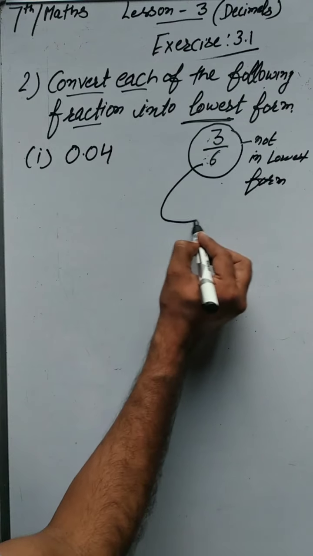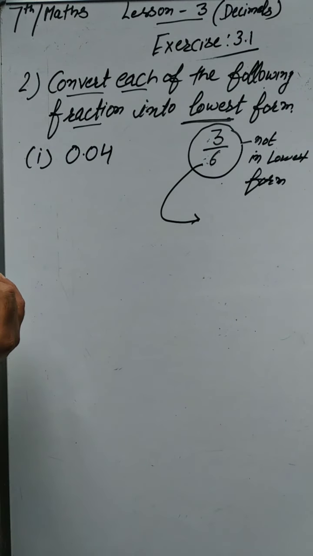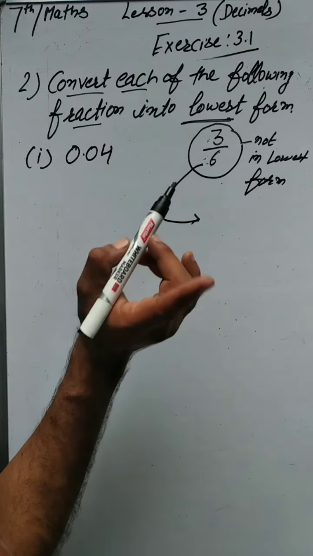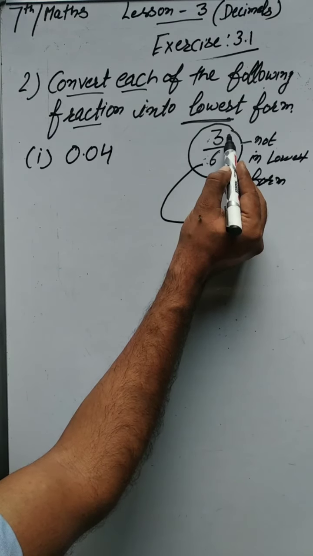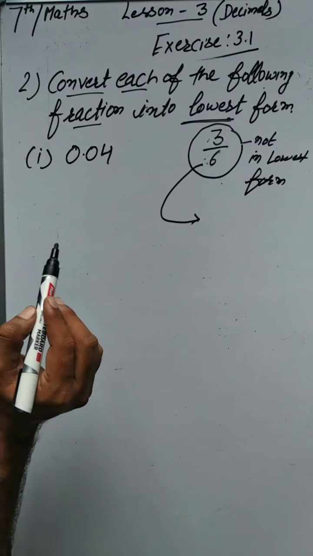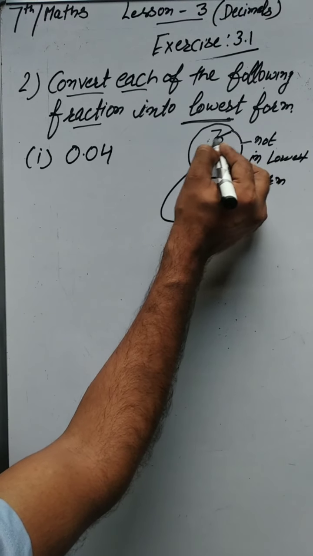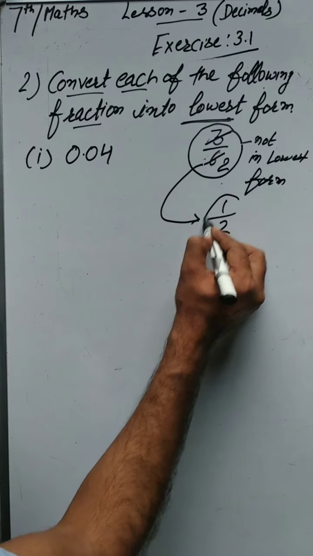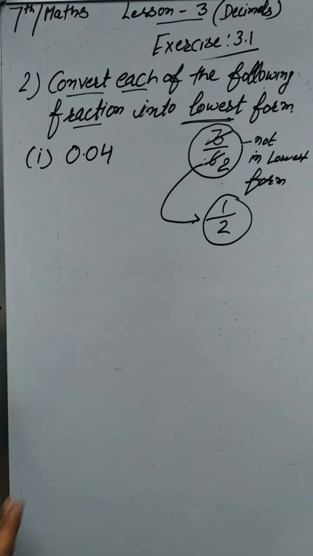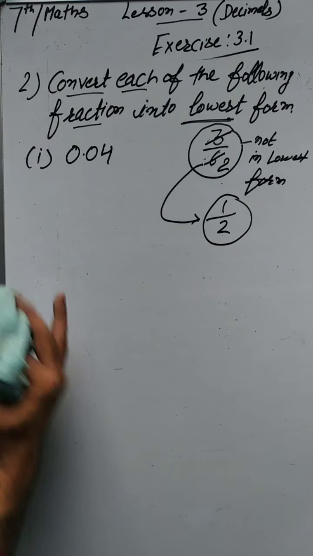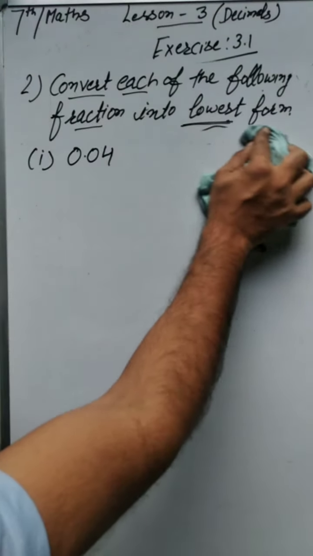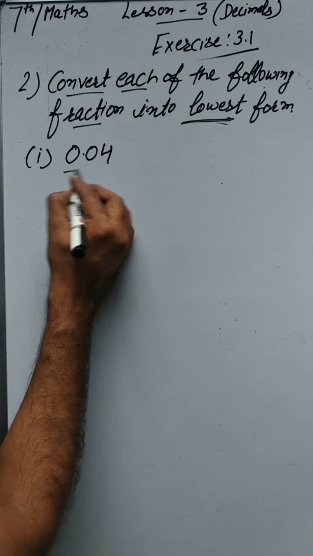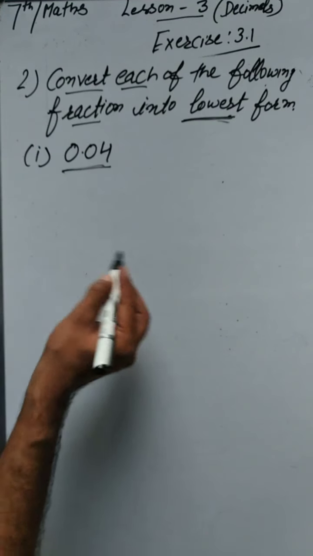Understood? Whenever I want to change it into lowest form, there should be nothing common except 1 between numerator and denominator. Now clearly it is cancelled on the table of 3. 3 2s are 6. So it becomes 1/2. Now it is in the lowest form. Understood beta? So first of all, you have to change the decimal into fraction. Converse of the first question.